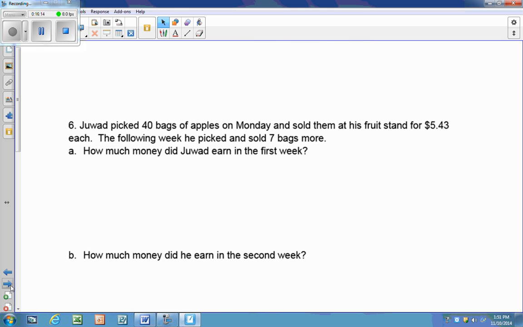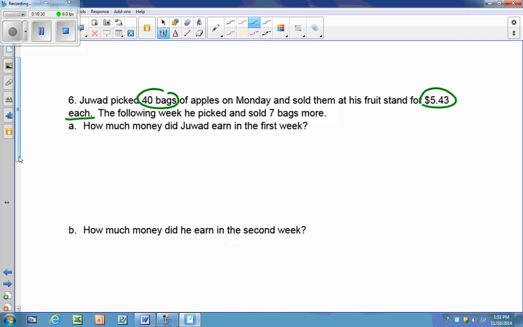Next, we have a word problem. It says Jawad picked 40 bags of apples on Monday and sold them at his fruit stand for $5.43. So he has 40 bags, and he sold them for $5.43 each. The following week, he picked and sold 7 bags more. How much money did Jawad earn in the first week? So he had 40 bags, and he sold them at his fruit stand. They each were $5.43.